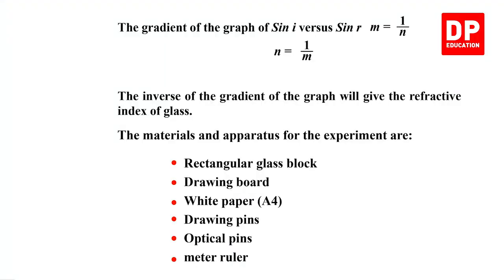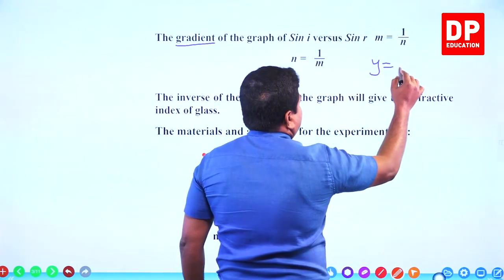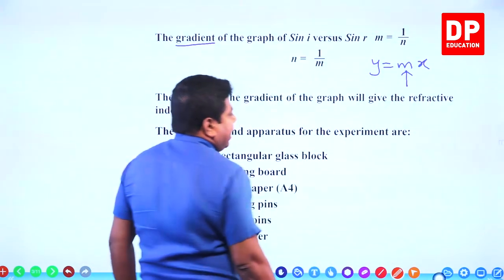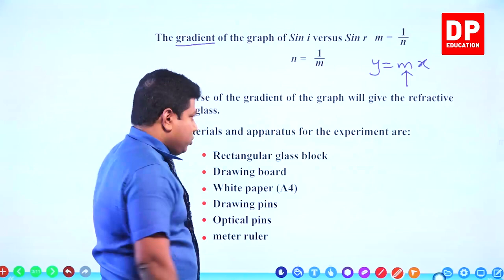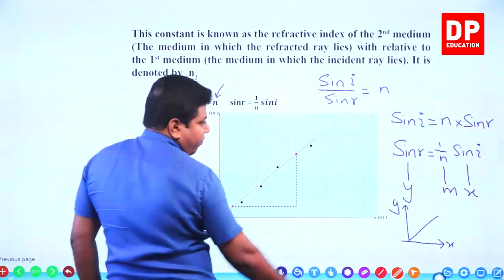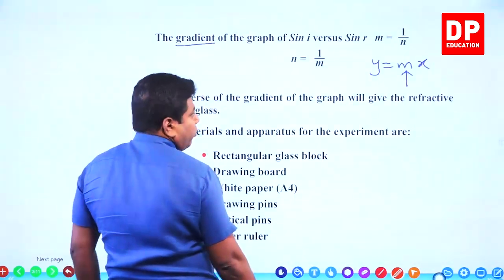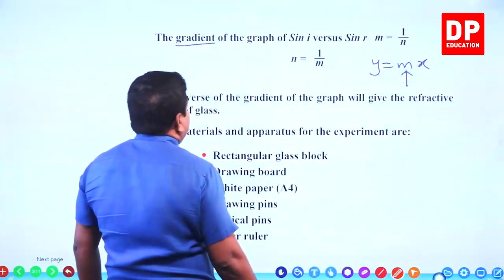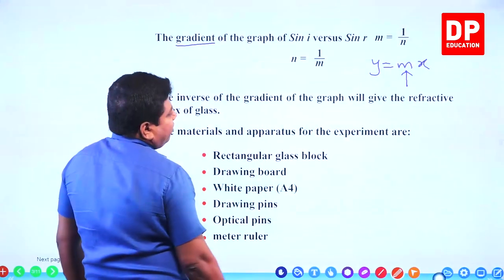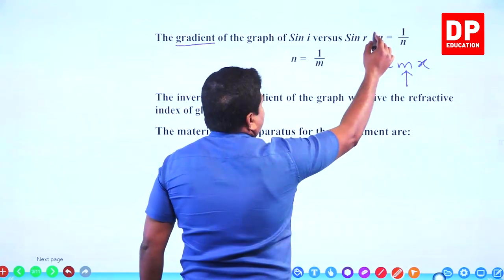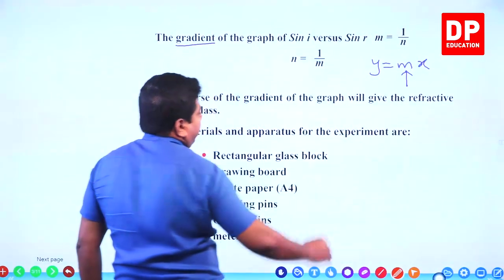The gradient of the graph of sine I versus sine R, M. The gradient. Y equals MX. If you get a graph format like this, this M is what you call gradient. So here, Y equals MX. M is what? 1 over N. So the gradient has to be 1 over N. M equals 1 over N. The inverse of the gradient of the graph will give the refractive index of the glass. Why? If you make n the subject of it, m goes down. N equals 1 over m.